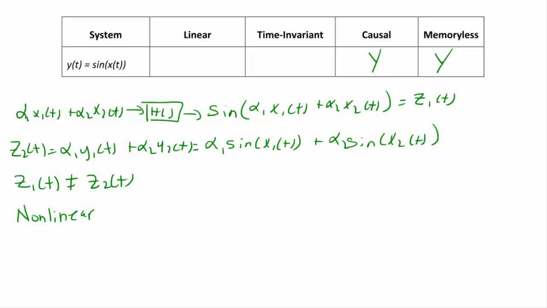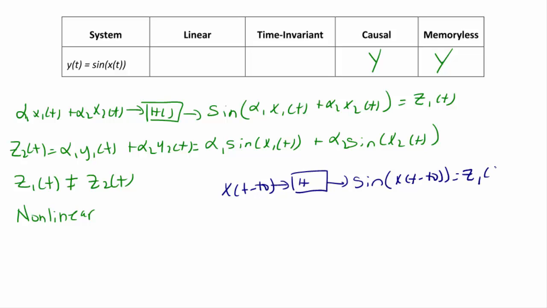So far we've seen several nonlinear systems, but we'll see an example that is linear momentarily. And now let's do time invariance. If the input is x of t minus t naught, and I send that through my function, the output should be the sine of the input. So this is the sine of x of t minus t naught, and that's z1 of t. And z2 of t should be equal to y of t minus t naught.